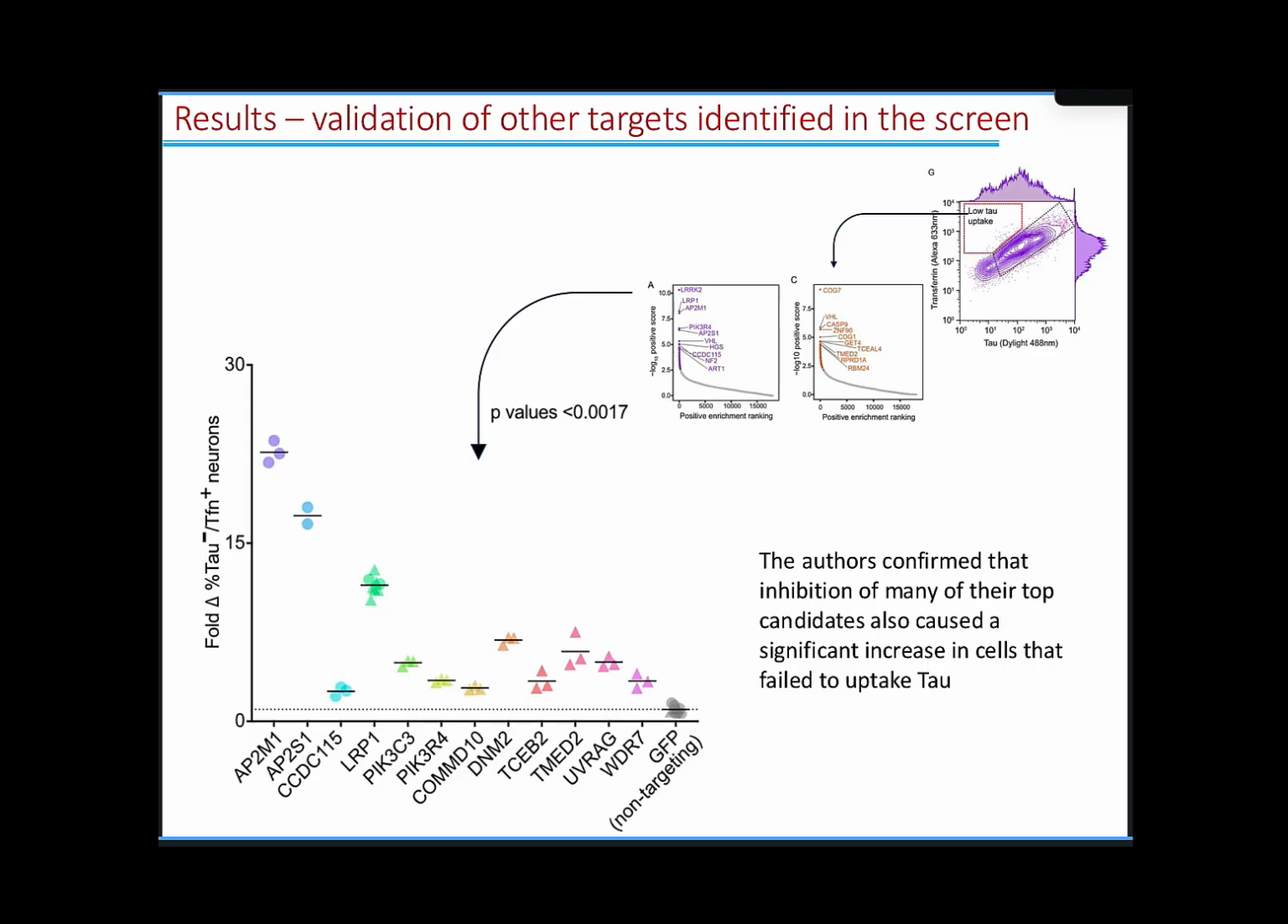So what they did is they actually confirmed several of the hits that they found in their screens, again, independently by inhibiting them separately from everything else. And pretty much in all cases, they saw various degrees, sure, but in all cases, they saw a significant increase in the number of cells that didn't take up tau so well. So the tau uptake suckers. All right?